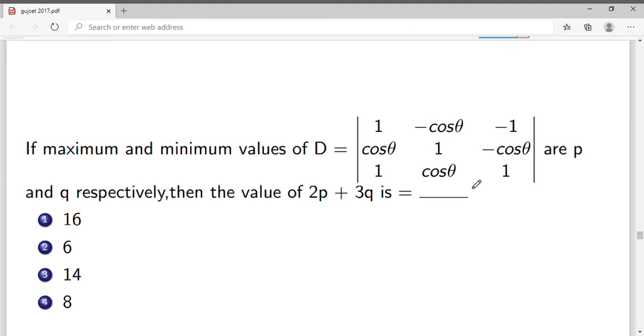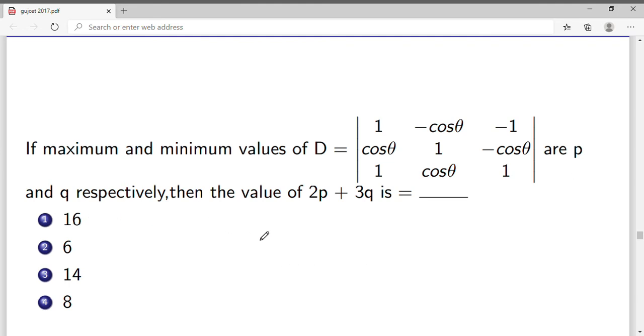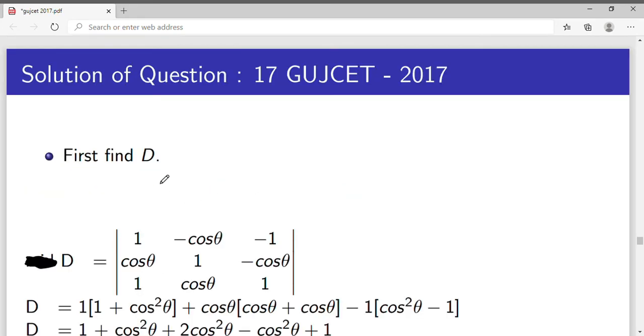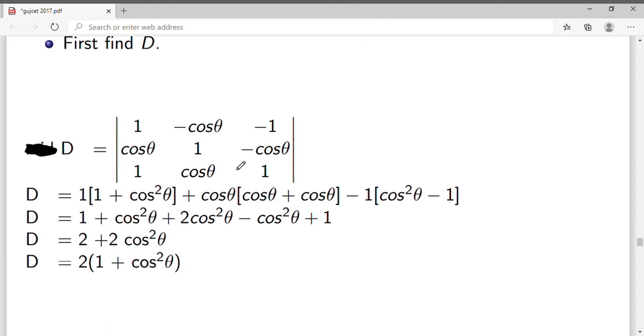After finding the range of D, from the range it is possible to find p, that is the maximum value, and q, that is the minimum value. After getting p and q, put them in this expression, so we get the answer. First find D. D is given, D equal to this determinant. Now solve this determinant using the first row.